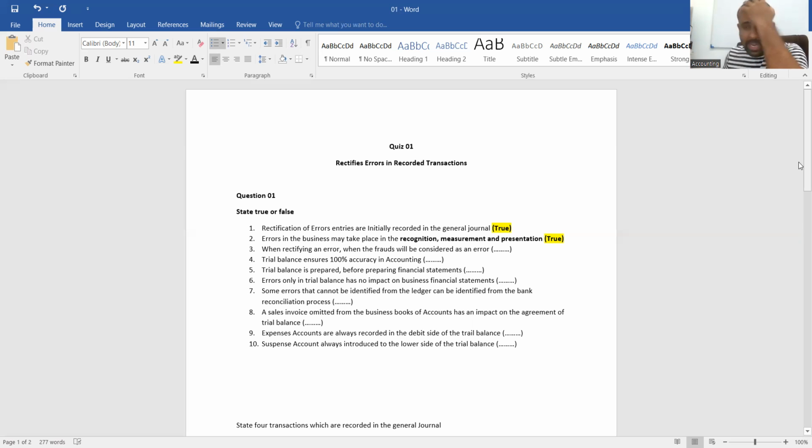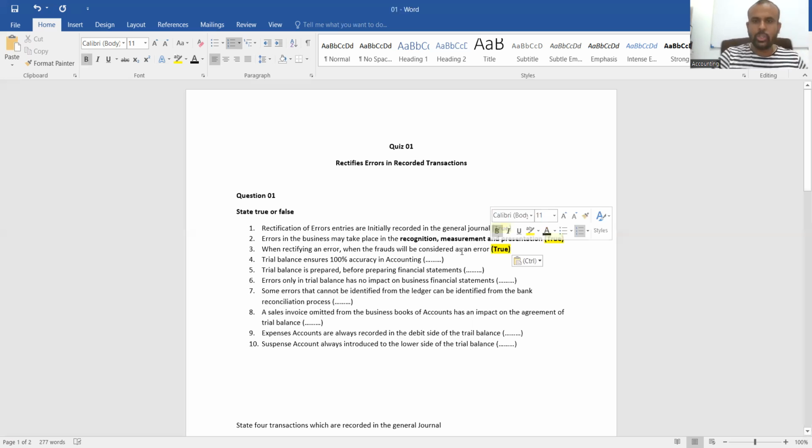When you are rectifying an error, even the fraud you consider as an error. Clear? Even the fraud you can consider as an error. So that is true. Hari.